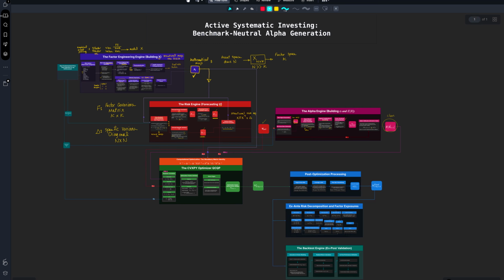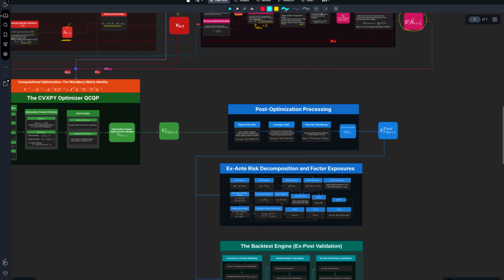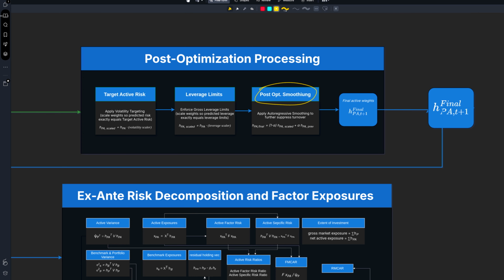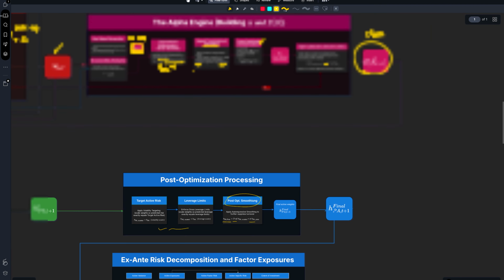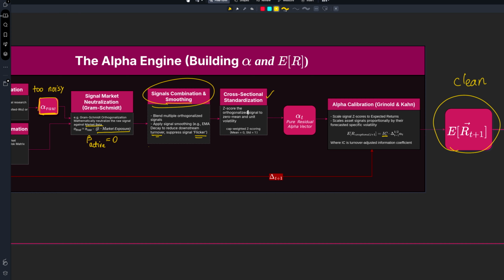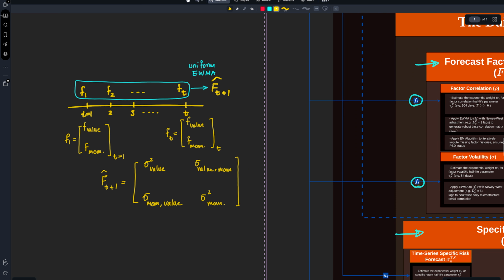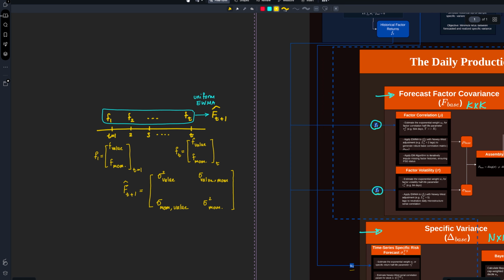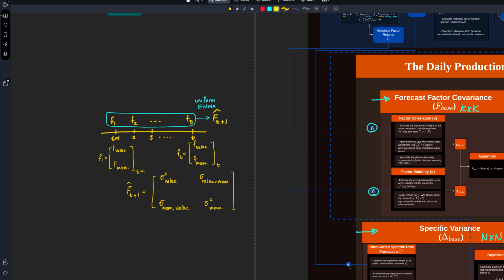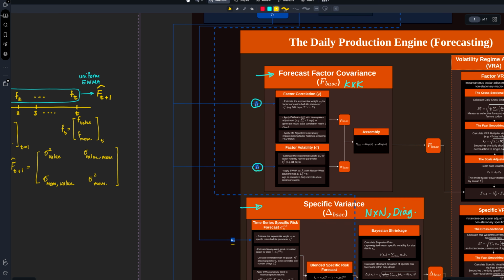And sure, there are ways to suppress this flicker downstream post-optimization. In fact, as you can see, I have included post-optimization smoothing in the active engine. We can dampen trades, apply moving averages to target weights that the optimizer spits out, things like that. Or we can even dampen signal flicker in the alpha engine, as I showed you earlier. But ideally, we want stability to emerge primarily from the covariance architecture itself, not from patching unstable outputs post-optimization.